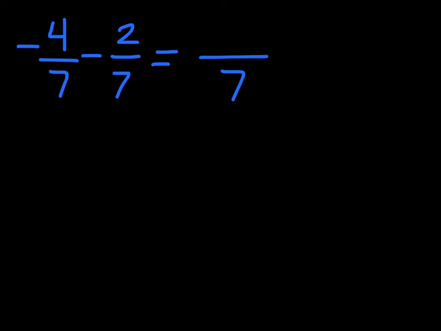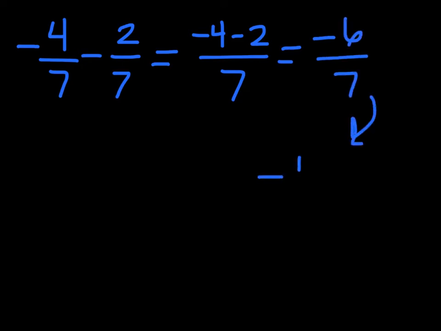Now let's subtract like fractions. What if we have -4/7 minus 2/7? We simply rewrite over the same denominator, -4 minus 2, giving us -6 over 7, or -6/7. Done.